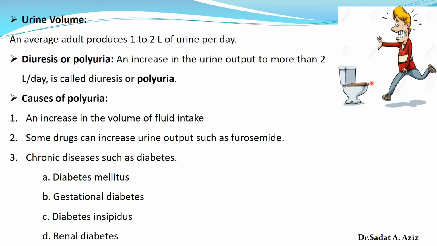The first cause of polyuria is an increase in the volume of fluid intake. So when you have excessive water intake, or juice or other liquids, this leads to an increase in the volume of the urine output. This is a physiological and normal condition, and it is not considered a clinical condition. It just depends on the volume of the fluid intake.